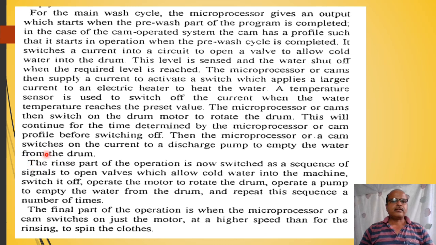So this is an important working part of the washing machine. The microprocessor plays an important role, then cam switches, and also here to control the hot water and cold water. The above working is required in a washing machine.